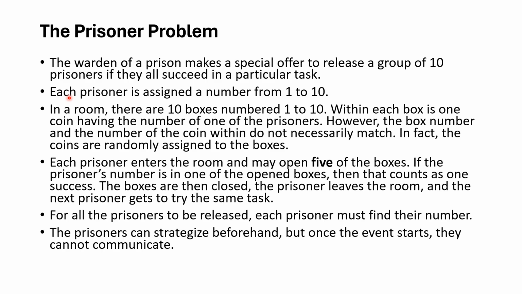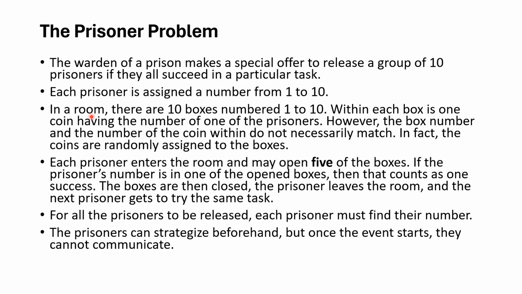So each prisoner is assigned a number from 1 to 10. The way I saw this puzzle originally, there were actually 100 prisoners, but I think 10 is enough to illustrate the point. In a locked room, there are 10 boxes numbered 1 to 10. Within each box is one coin having the number of one of the prisoners. However, the box number and the number of the coin within do not necessarily match. In fact, the coins are randomly assigned to the boxes.